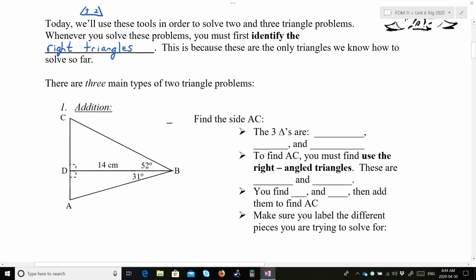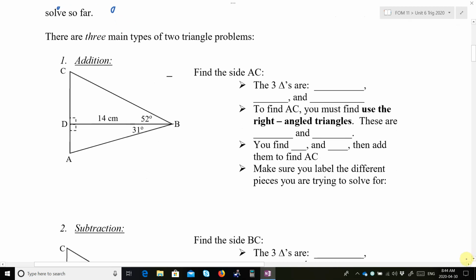There are 3 main types of 2 triangle problems. The first one is an addition type, and it asks you to find the side AC. So AC is that whole side right there. The 3 triangles are triangle CDB, triangle ADB, and then the whole big triangle, which we could call triangle ACB.